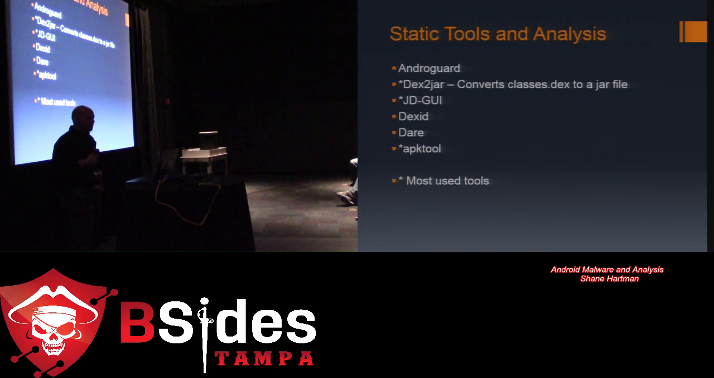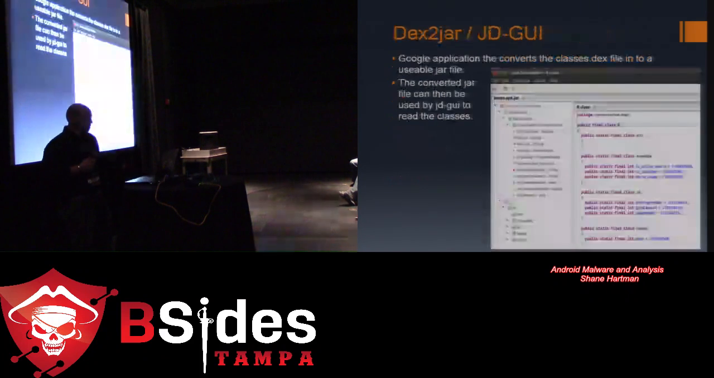The first one, like Dex2Jar, will convert classes to the Dex, and then from there you can open up the jar file and look at it. JD-GUI actually opens it up so that you can look at the jar and look at the classes. And the APK tool does a compile and decompile, which is right here on the next screen.